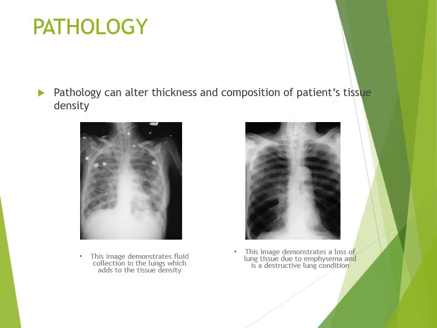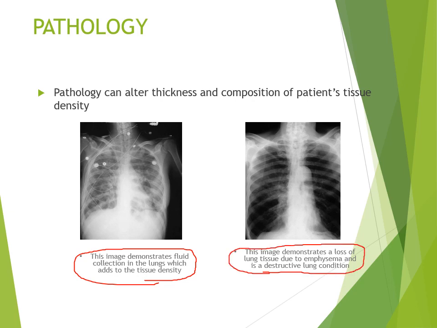So pathology can alter the composition of a patient's tissue density. On the left-hand side, it's kind of small, but we've got the fluid collection in the lungs, which adds to the tissue density. So that would be considered an additive condition. Or on the right-hand side, we've got a person with emphysema, and they have a loss of tissue density due to emphysema, and it is a destructive lung condition, where they have an excess amount of air or overinflation of air.